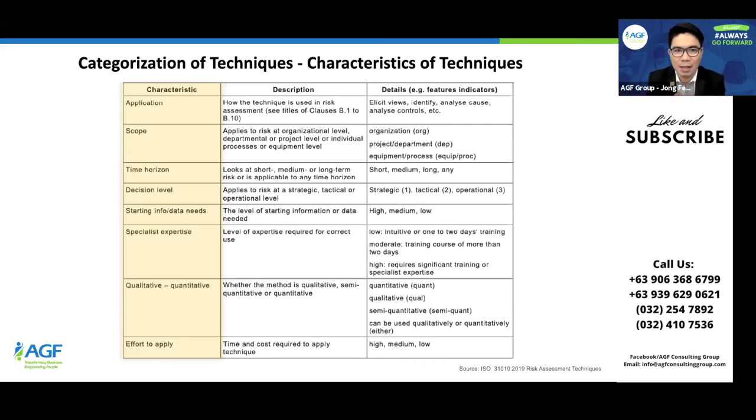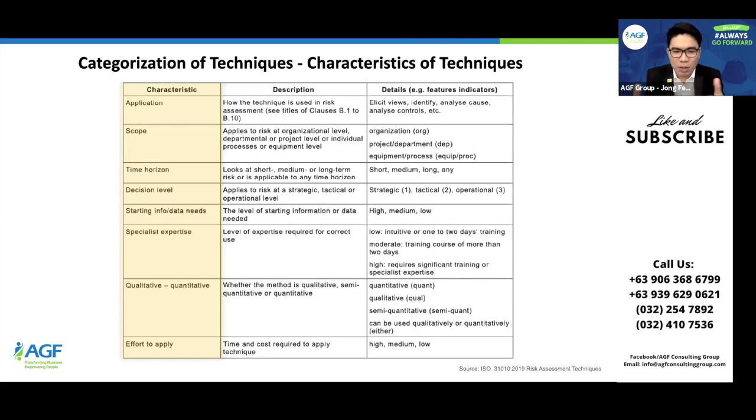Did you get that? And of course, you also look at the time horizon. Is this risk assessment technique good only for short-term risk, medium-term risk, or long-term risk? What about the decision level? You take a look at the fourth row there. Who's involved in the decision-making process here? Is this a strategic decision, is this tactical, or is this operational? And what about the level of expertise we need to have here?